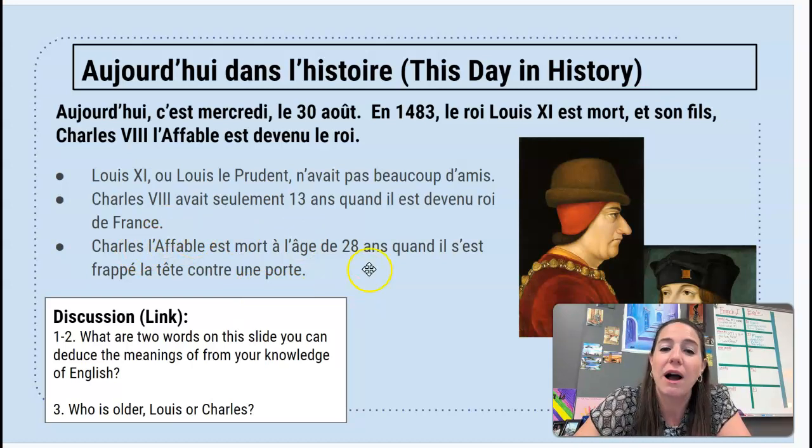Okay, so I just went through and talked about some of these words that you might recognize because they're cognates with English, or in some cases with Spanish, like ami, mort.